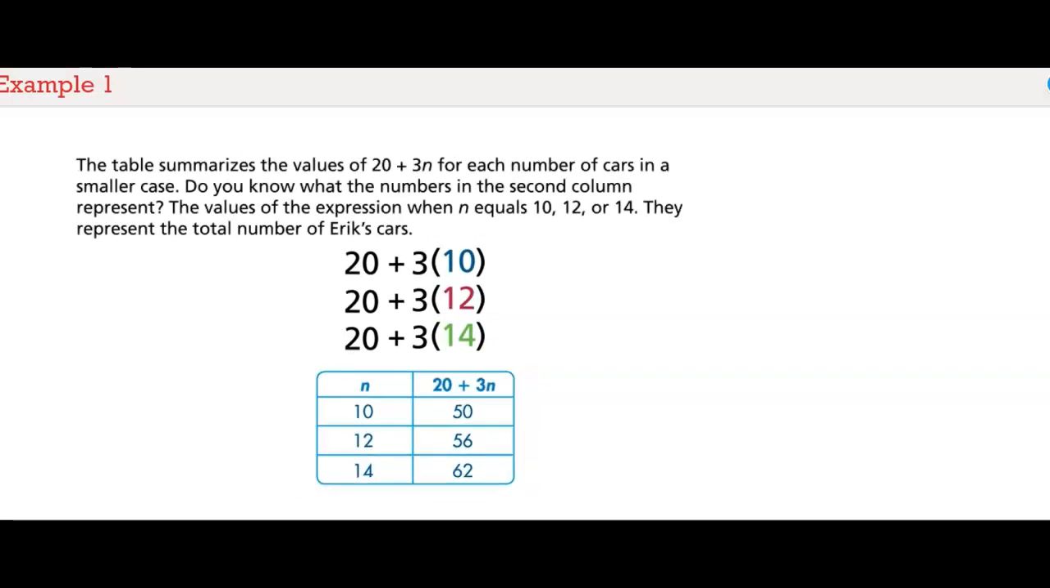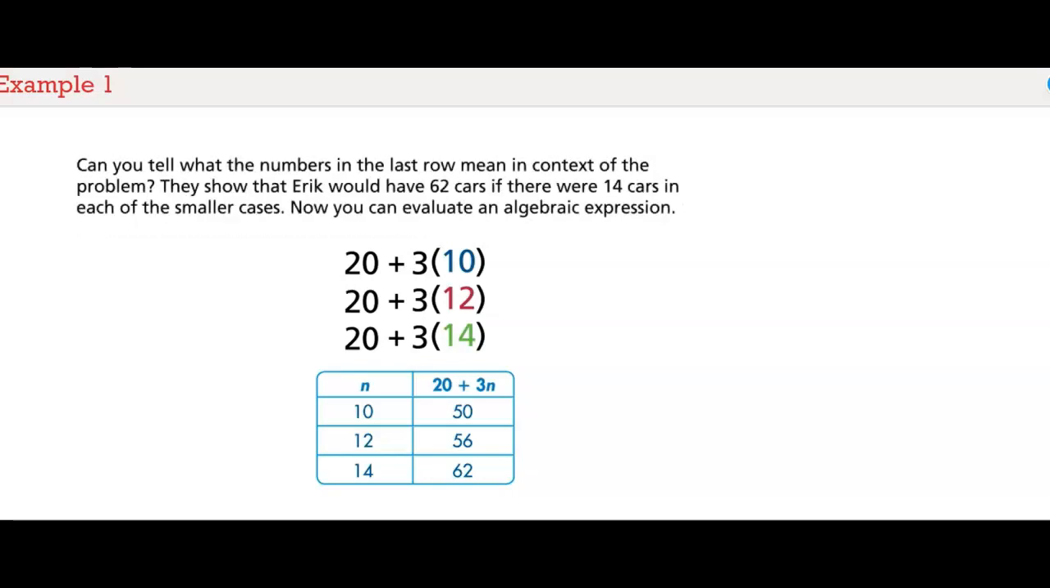The table summarizes the values of 20 plus 3n for each number of cars in a smaller case. Do you know what the numbers in the second column represent? The values of the expression when n equals 10, 12, or 14. They represent the total number of Eric's cars. Can you tell what the numbers in the last row mean in context of the problem? They show that Eric would have 62 cars if there were 14 cars in each of the smaller cases. Now you can evaluate an algebraic expression.